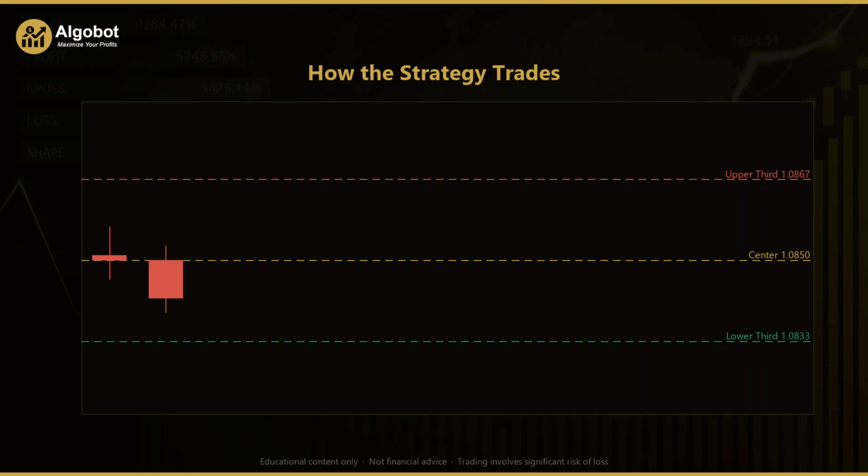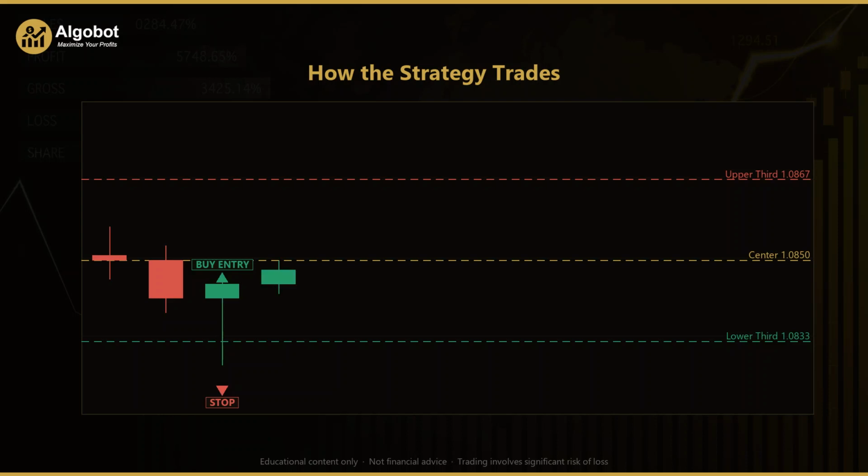Let's bring this to life on a chart. What you're looking at is an illustrative euro-dollar market moving sideways in a balanced range, with the three Tirone levels drawn across it. The upper third line, our resistance level, sits at 1.0867. The center line, the fair value magnet, sits at 1.0850. And the lower third line, our support level, sits at 1.0833.